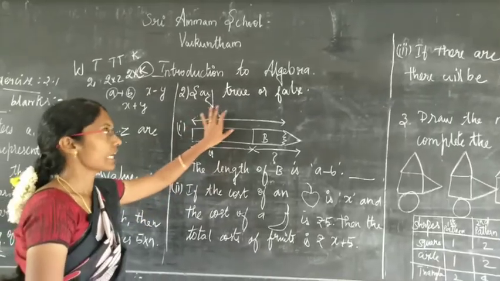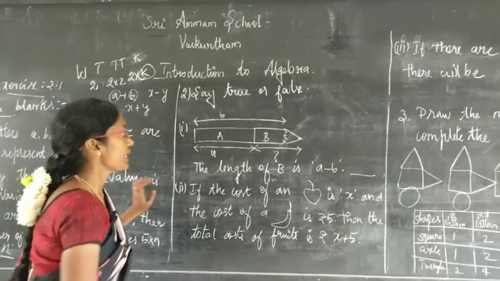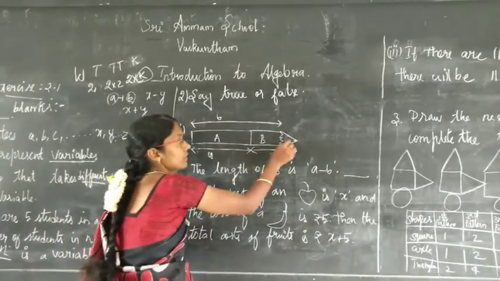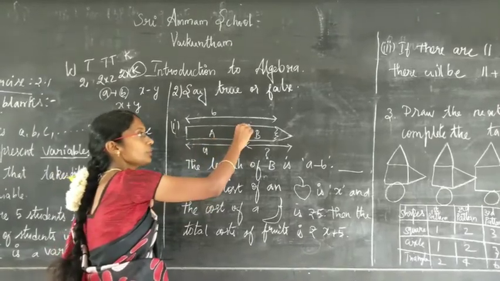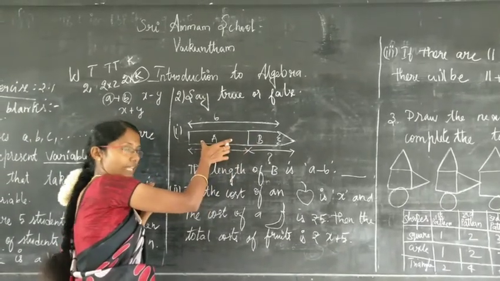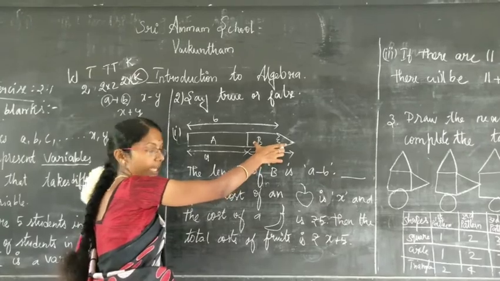So next one, say true or false. Okay, so see here, this is a pencil. That pencil will be split into 2 parts. So this part is A and this part is B. Okay, have you all clear?